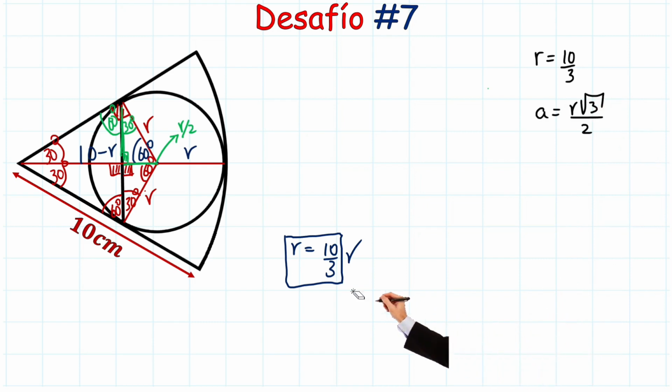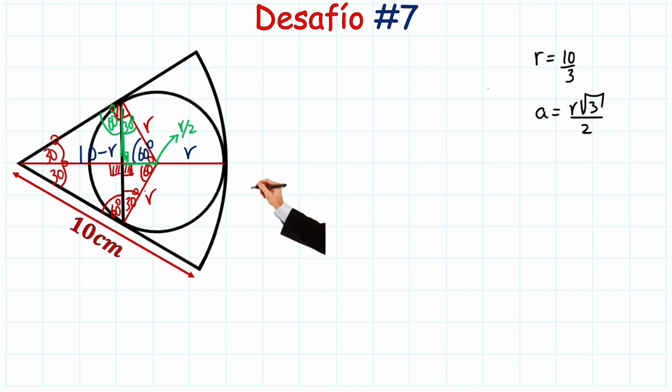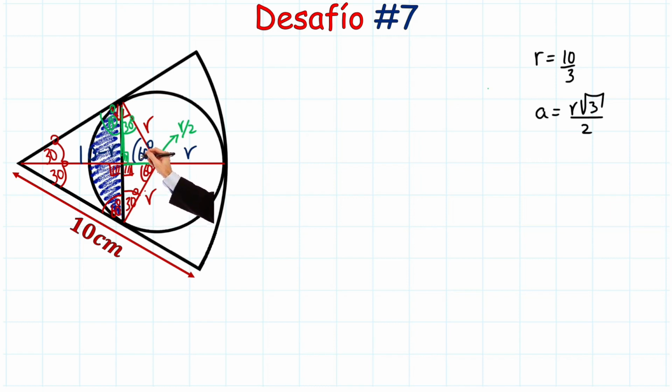And now, if we're going to find the shaded area, remember that the shaded area was this little part here, right? So this piece right here is 120 degrees, am I right or not? It is 120 degrees, so this is a third of the circle we have written here. Then the shaded area is going to be equal to the area of a third of a circle.